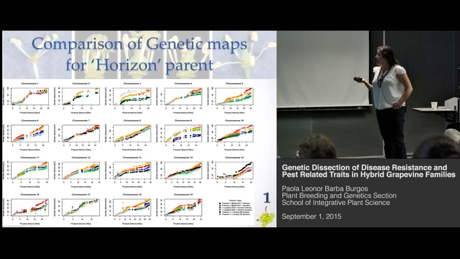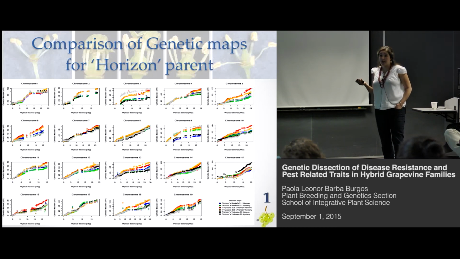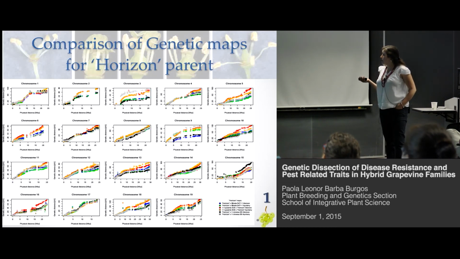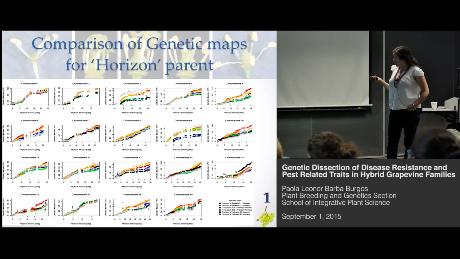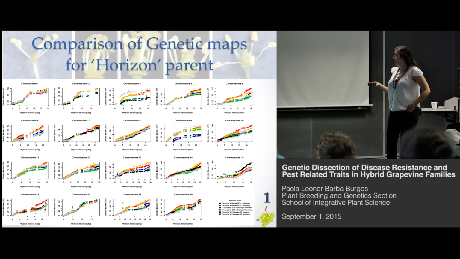As you can see, the maps were very well correlated. They look pretty much similar, in some cases a little bit shorter. The x-axis goes to the full size of the reference genome, so we have genetic maps that cover from extreme to extreme, which is pretty good.